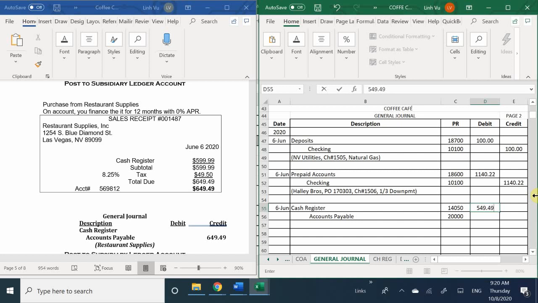649.49, right? You need to include the tax because what kind of asset is this? Fixed. It's a fixed asset. That's correct. We just bought a fixed asset. So that means now that we know that we have a fixed asset, we're going to depreciate it later on. So we need to include all the costs it takes to get my cash register to the store.